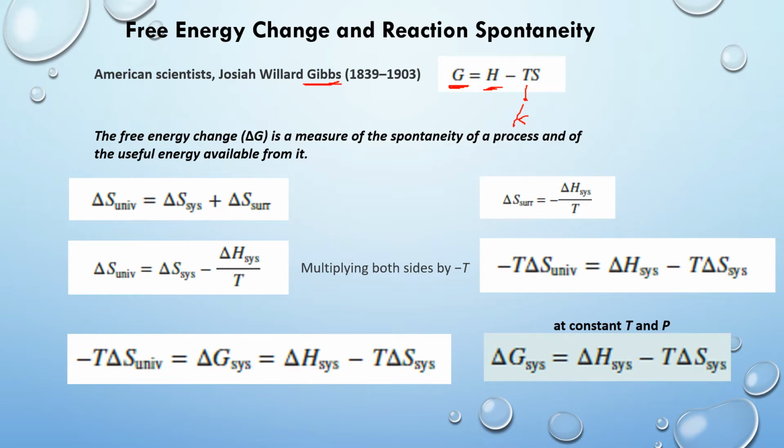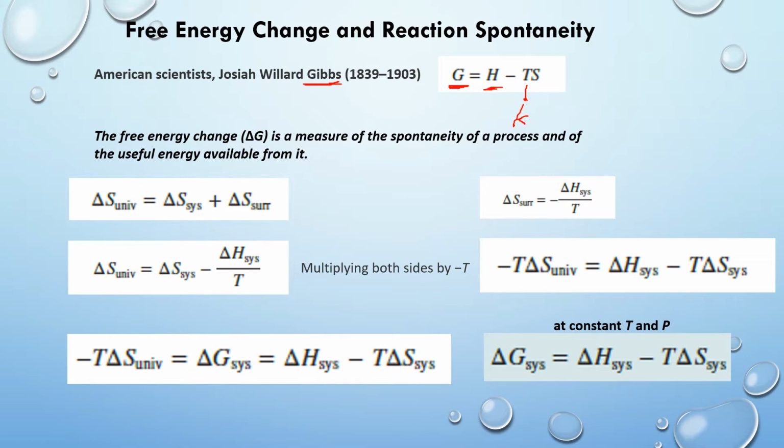For a process or a chemical reaction, like H and S, we can also measure the change of free energy. If we have a chemical reaction and we know the delta H and the delta S, we can use this equation to calculate the change, delta G, also. Let's see how we can relate this delta G of the system, because we only want to measure the delta G of the system to determine whether it is spontaneous or not.